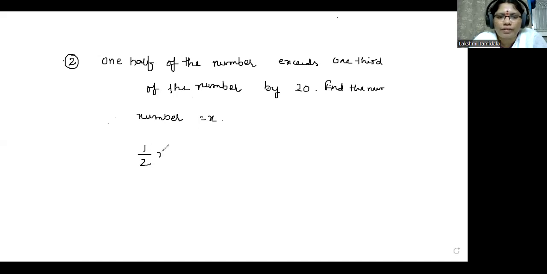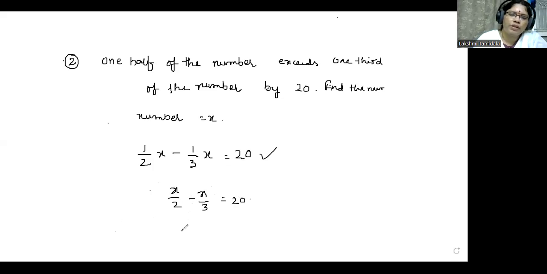Half of x. Okay. Now they have given that it exceeds 1/3 of the number. That means it is more than 1/3 of the number by 20. This is the condition. This is the way how we have to construct the equation from the given word problem. Okay. Now we solve as in the case of equations. This is x over 2 minus x over 3 is equal to 20.